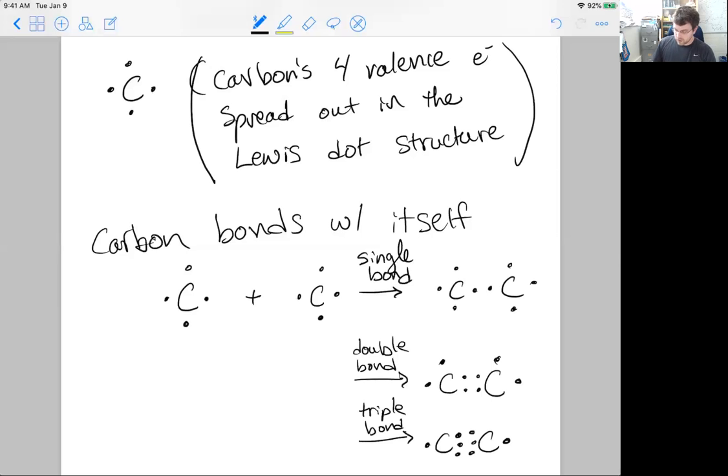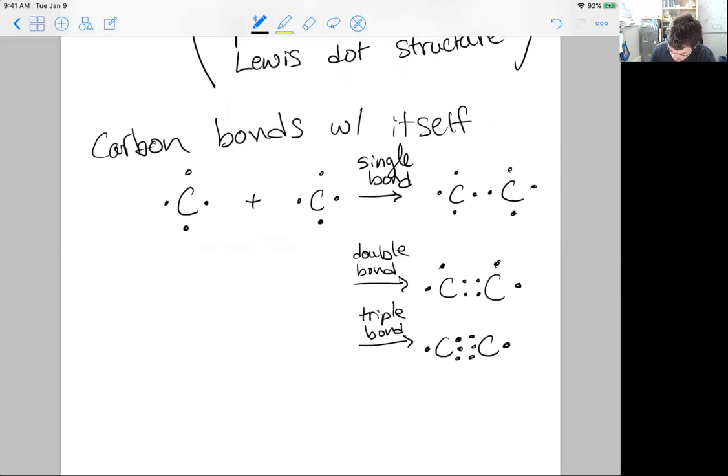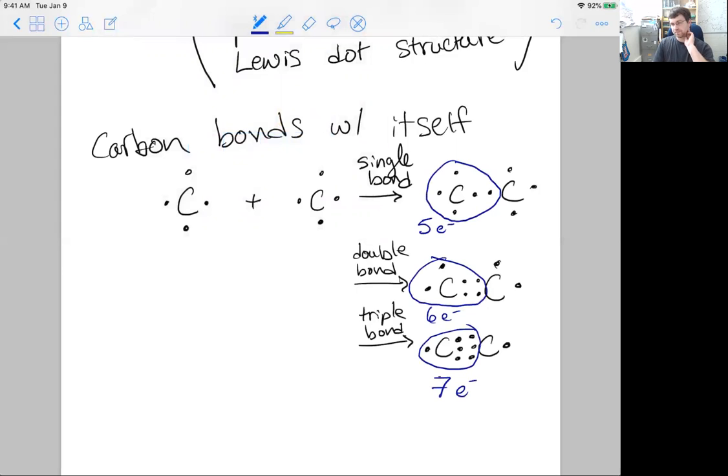Now, if you look in a single bond, we're going to pick up 1 valence electron from the neighboring atom. So our carbon is now at 5 valence electrons. In the second example with the double bond, we're going to be at 6 electrons. And in the third example with the triple bond, we'll be at 7 valence electrons.